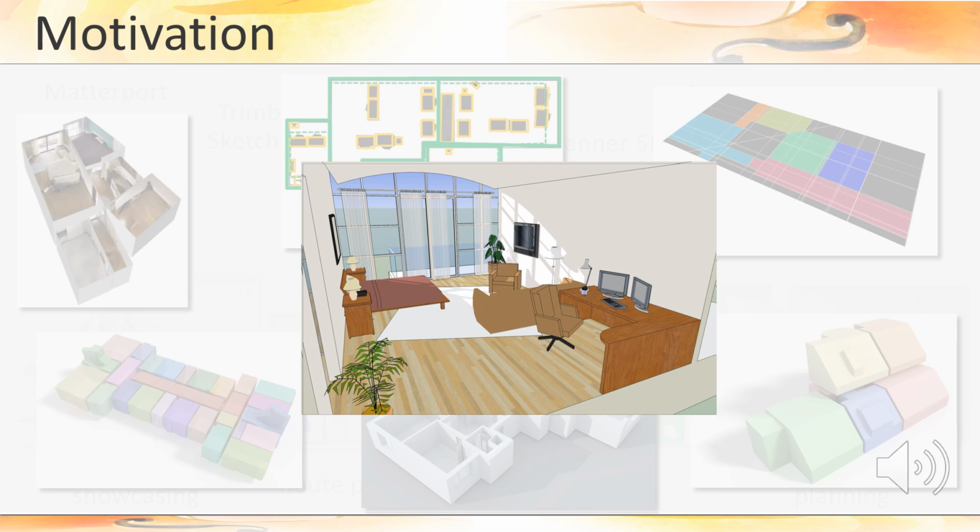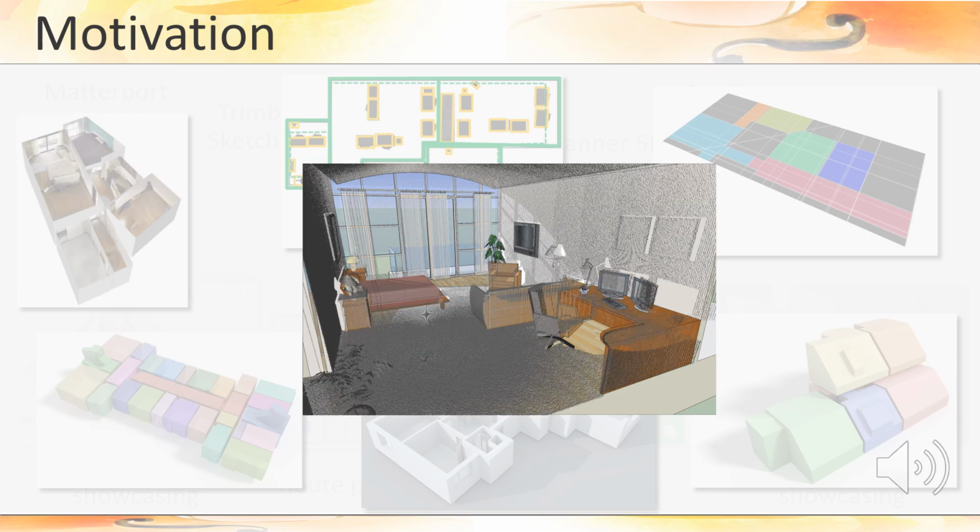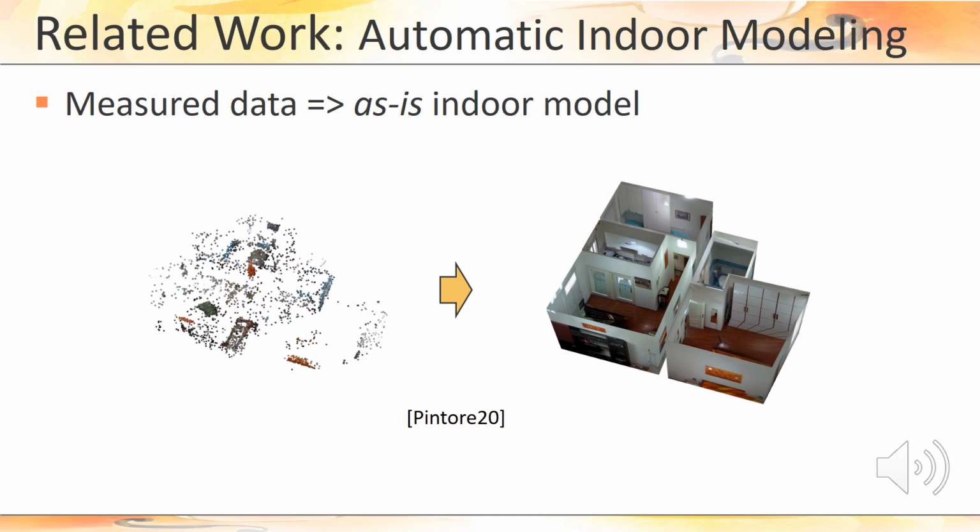In fact, for many emerging use cases, we need so-called as-is representations, which describe the interiors according to their existing condition, and therefore must be constructed based on measured evidence of the underlying environments. The problem of creating as-is indoor models from measured data has attracted a lot of interest in the last decades, and has been extensively reviewed in a STAR at last year's Eurographics. The many existing techniques can be classified into two groups based on the type of input data they consume.